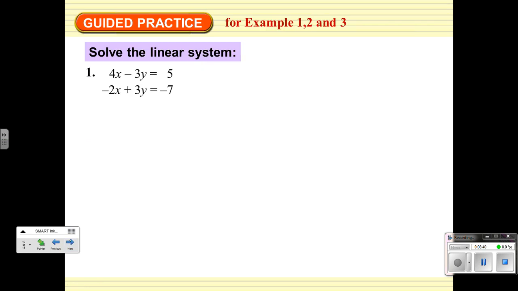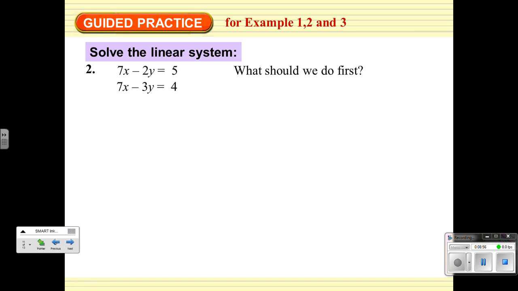So here's your guided practice. Go ahead and pause the video and do this and see if you can come up with the right answer. And when you have your answer, start the video again. Okay, so -1, -3. If you did not get that, then you could ask me. Here's the next guided practice.